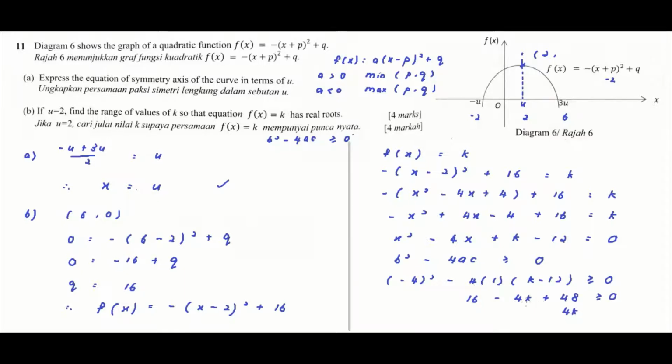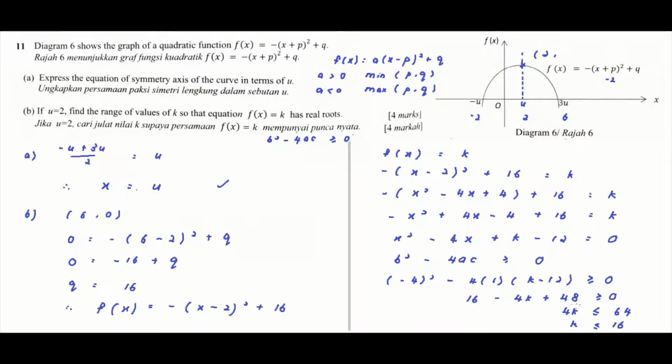Normally I don't want to deal with a negative coefficient, so it will be easier for us to just move this to the other side, and the sign will be changed. Then 16 plus 48, so 64. All right, then I'll be able to get k less than 16, and that's my answer.